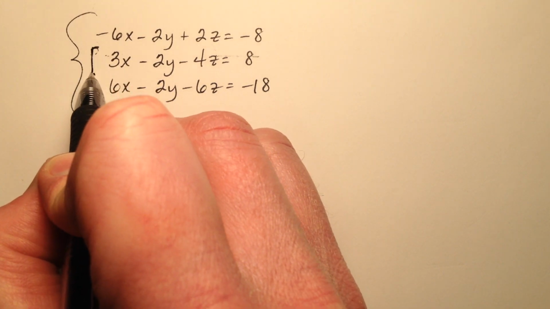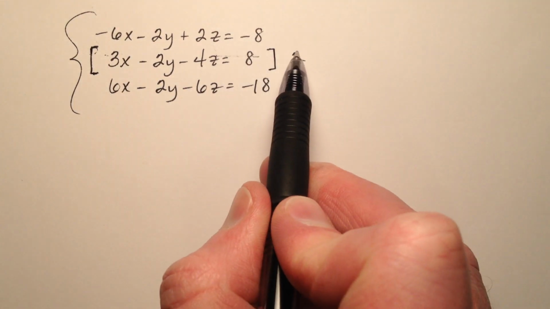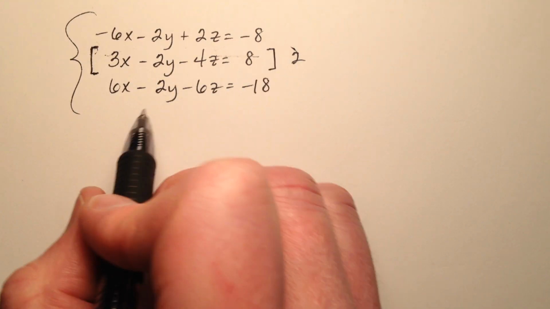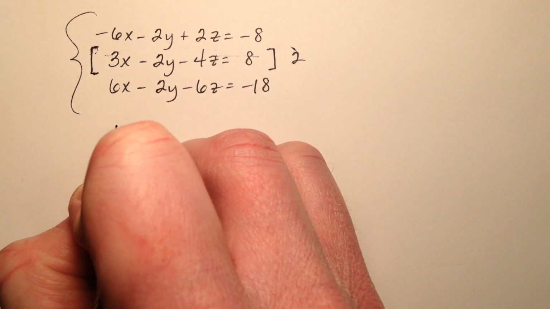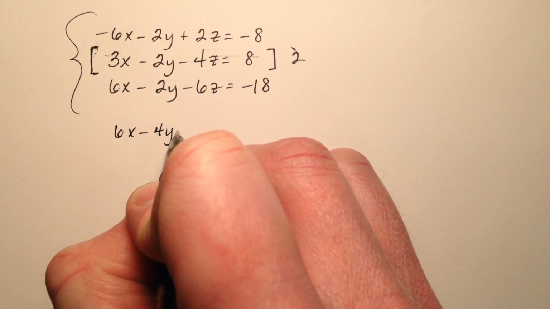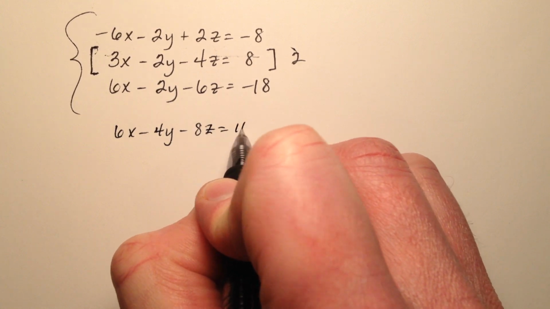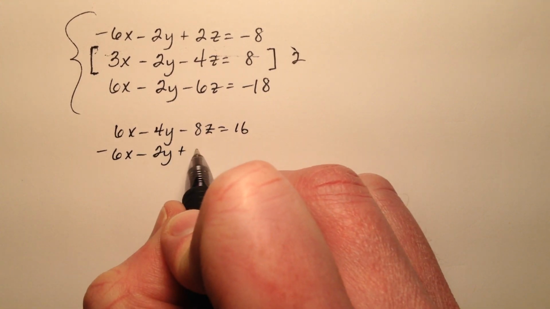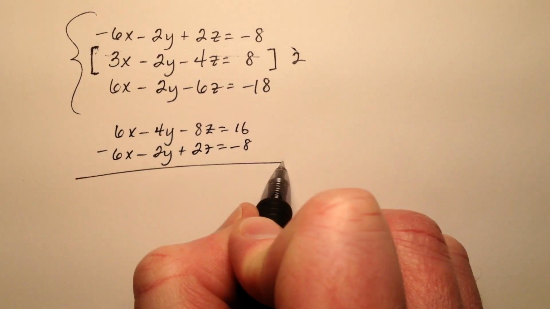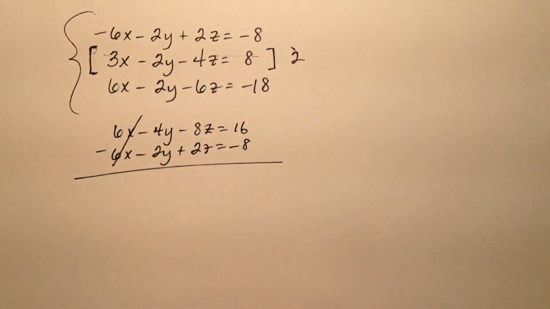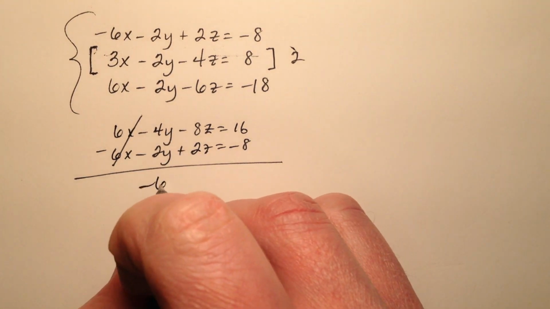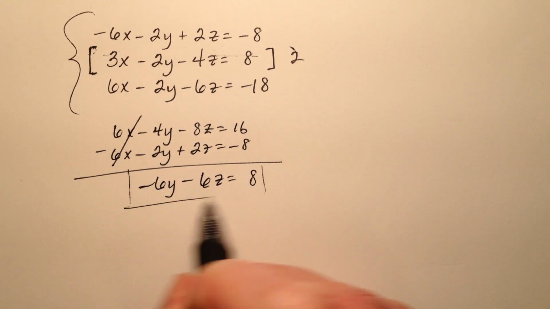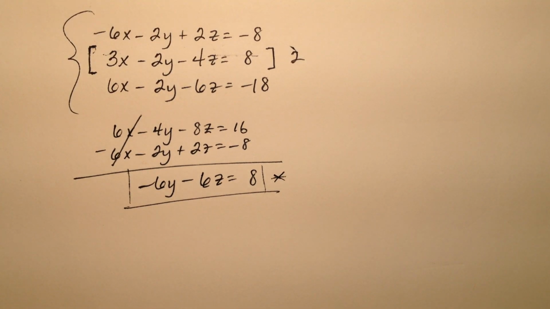So I know that on the second equation, if I go ahead and multiply everything by 2, then the x's here will eliminate. So let's go ahead and do that. So the second equation, when I double all the terms, becomes 6x minus 4y minus 8z equals 16. I'm going to rewrite the first equation. Now I can go ahead and add them up. So the x's eliminate. That was the point of that. So here I have negative 6y minus 6z equals 8. Okay, I'll kind of keep that equation handy.